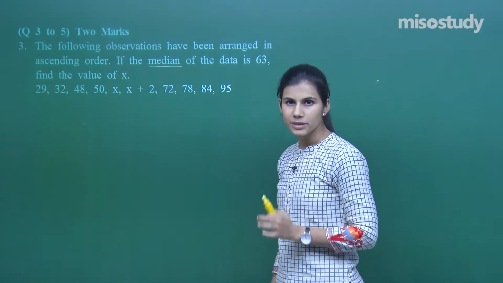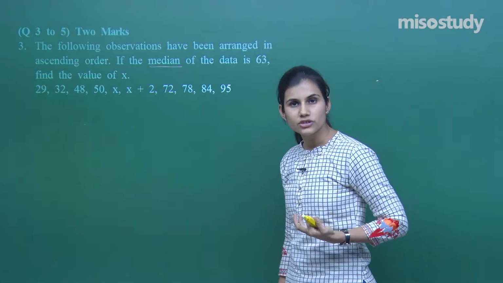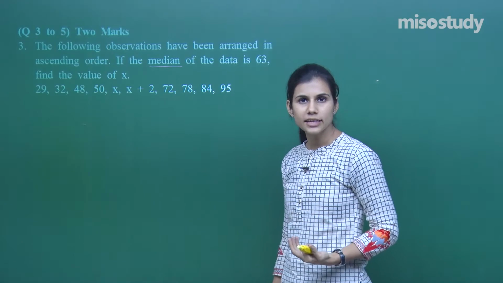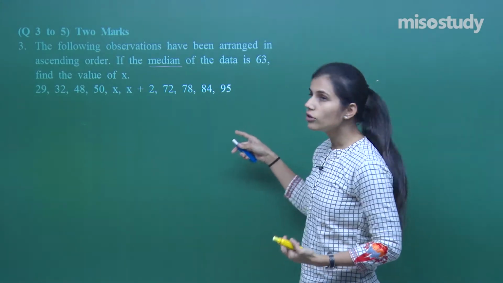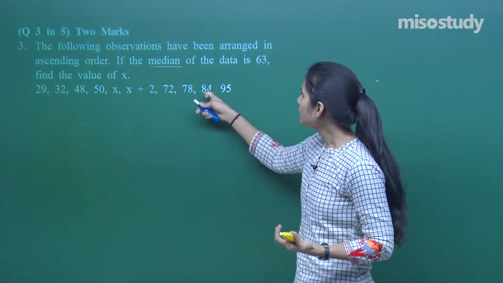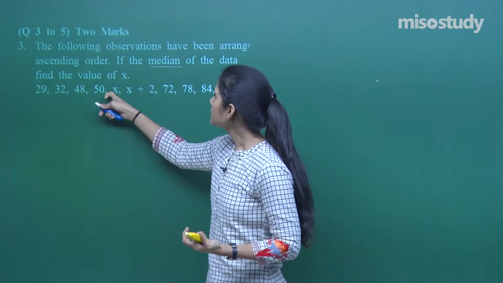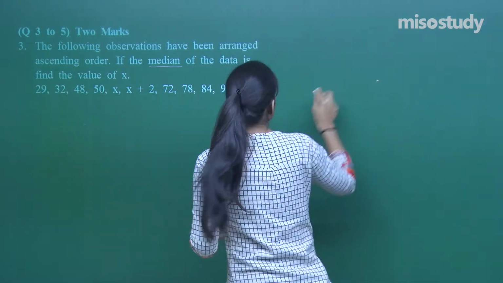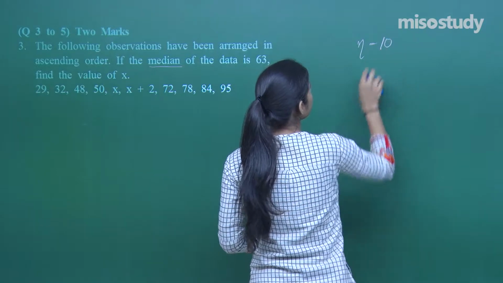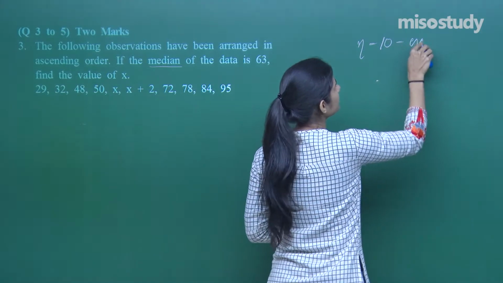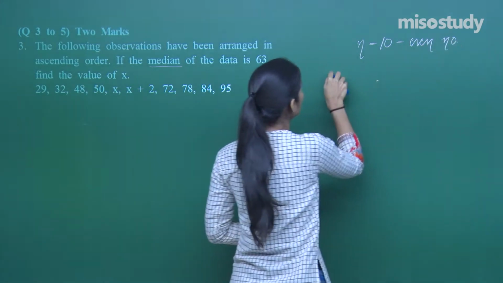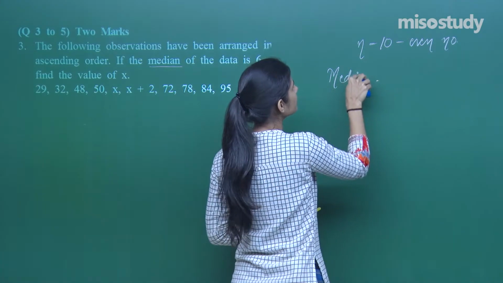How do you get the median? You count the number of observations after arranging them in ascending or descending order. Right now they are arranged in ascending order, just count the number of observations. 1, 2, 3, 4, 5, 6, 7, 8, 9, 10. So your number of observations is 10, which is an even number. And therefore you know median is what?